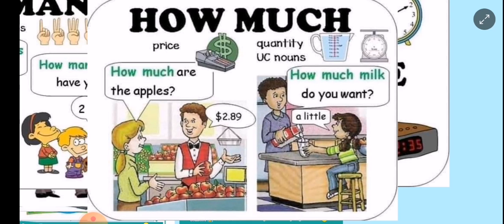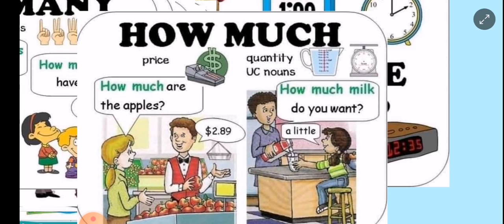The first, as you see here, is how much. How much? It is for price, and also quantity with uncountable nouns. So, how much are the apples? 2 reals or $2? How much is used to ask about the price. How much milk do you want? A little, or not too much. This is the first one.